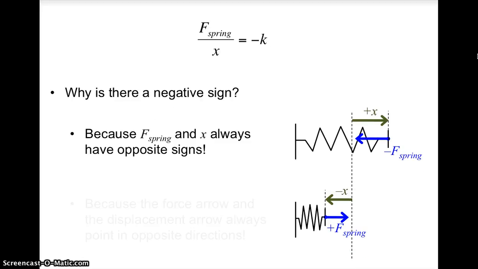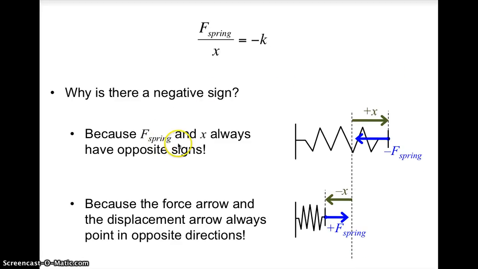So here's our answer. The spring force and the displacement have opposite signs. One is positive, the other is negative. And those arrows point in opposite directions. That's why there's a negative sign in the equation.